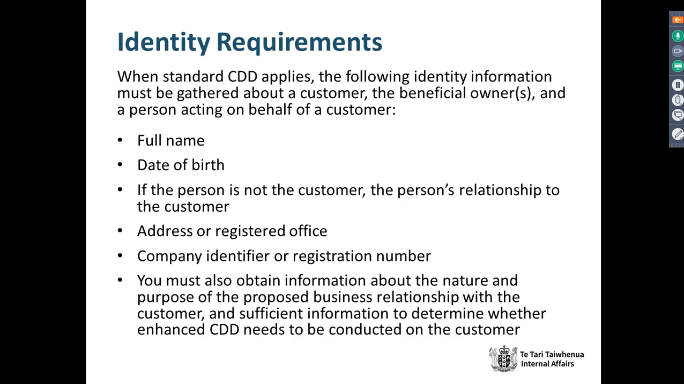So standard CDD will be your bread and butter and what you'll be doing most of the time. And when it applies, you'll need to be finding out the full name, date of birth, the relationship to the customer, if it's not the customer you're dealing with, the address or registered office, the company identifier or registration number. And you must also obtain information about the nature and purpose of the proposed business relationship with the customer.